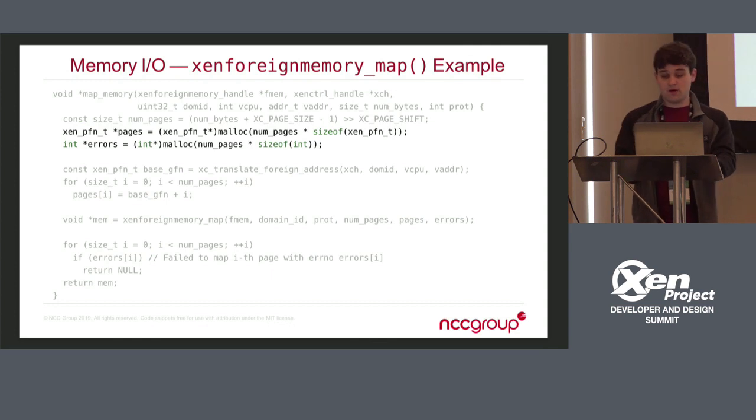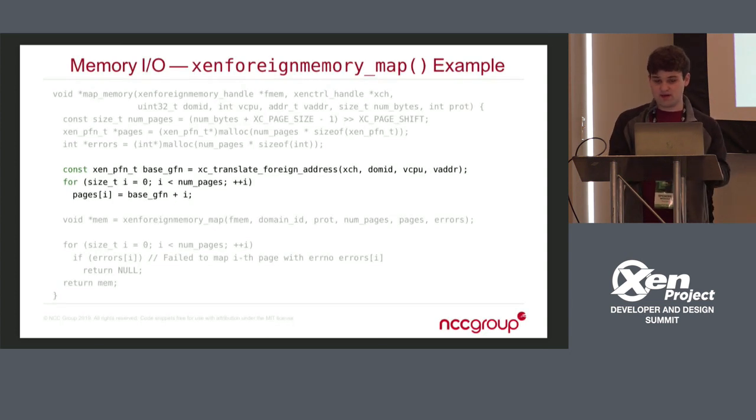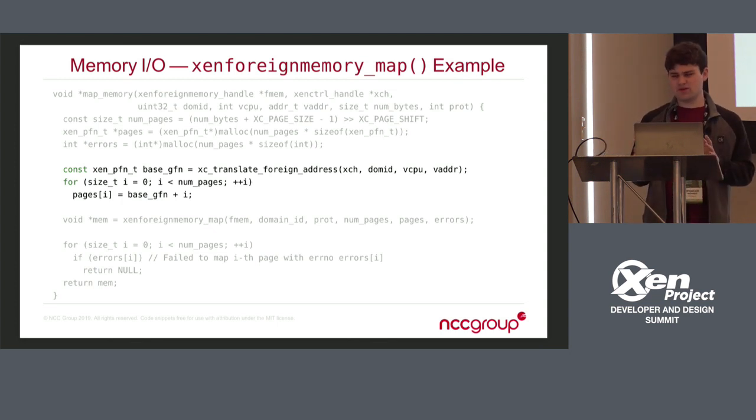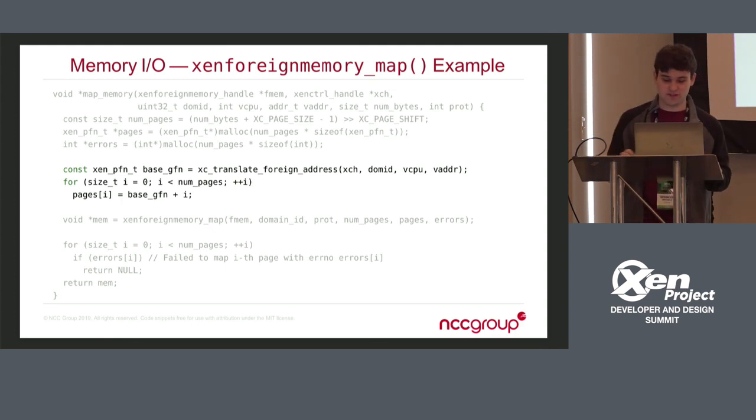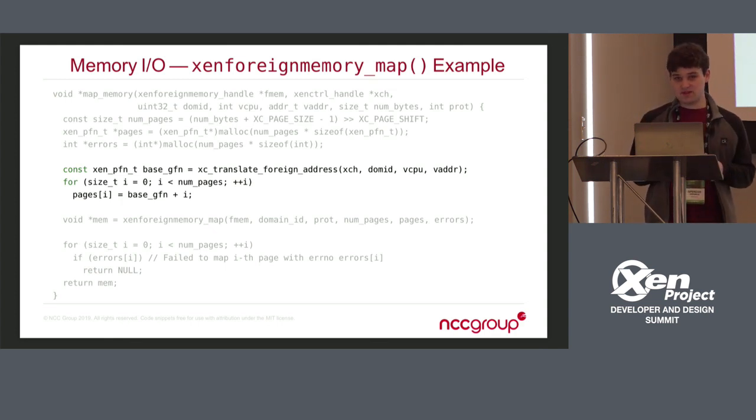We allocate the pages and errors arrays, both of which are sized num_pages. And then we calculate the base guest frame number using xc_translate_foreign_address, passing it the virtual address that we were given. Here we're assuming that the virtual address is aligned to a page boundary. If it's not, you can always do a little pointer manipulation to adjust for that. We set the pages array so that the first element is base GFN, and every successive element increments by 1. So you're mapping a contiguous series of pages starting at base GFN.